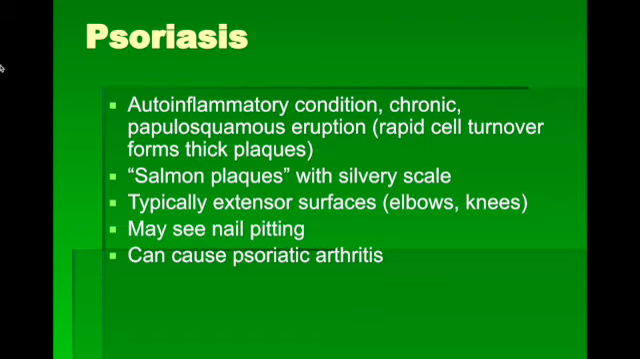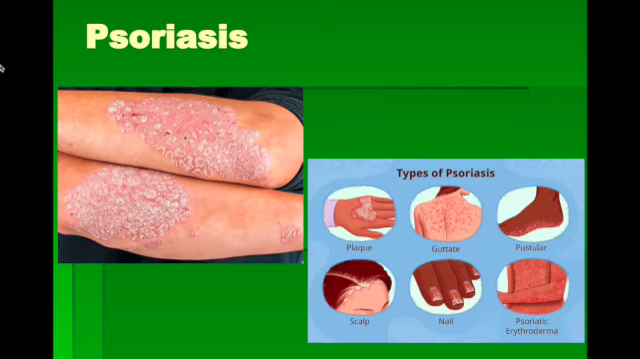You may get nail pitting with that. So when you look at the nails, you can actually see little indents, and this can cause psoriatic arthritis. So you can actually get joint injury and swelling from the psoriasis. These are some examples of the patches with the silvery scale on the left. On the right, you can see it can affect the nail, and it can come in some different morphologies. But typically, this is the general appearance I want you to be familiar with.